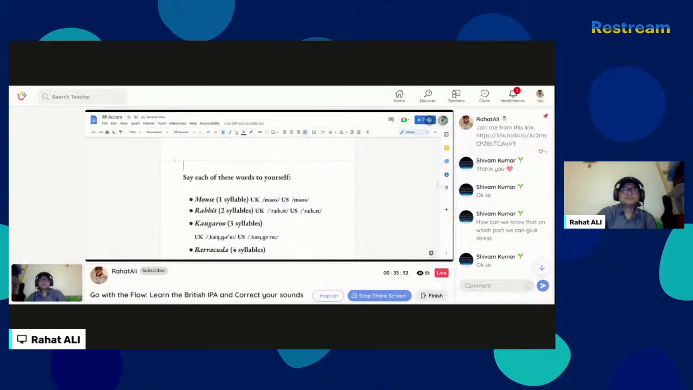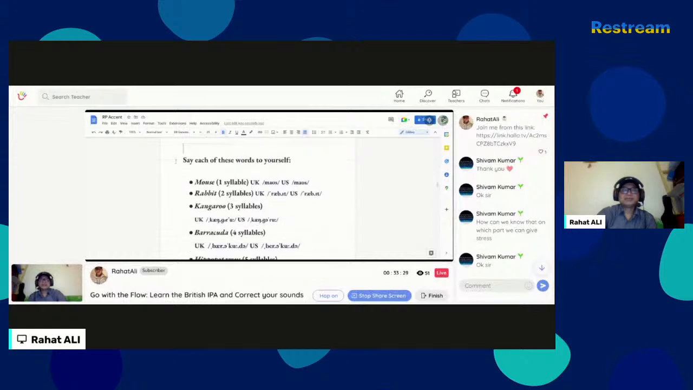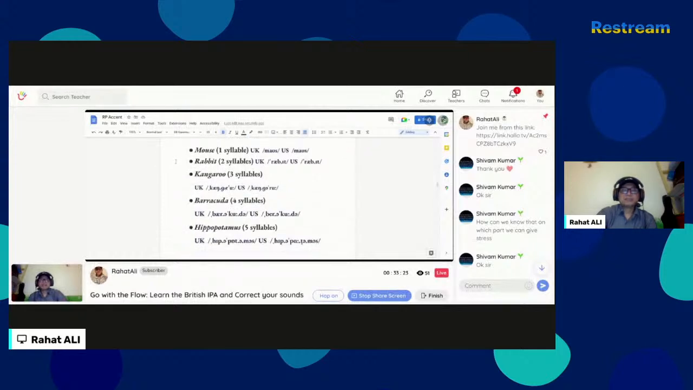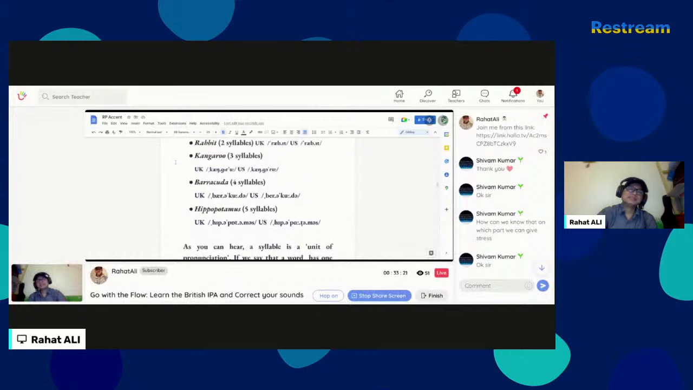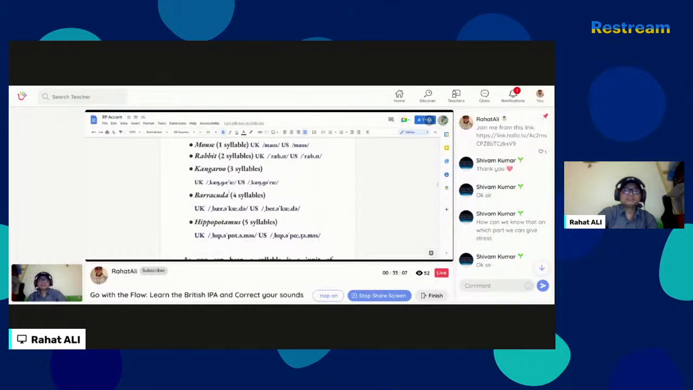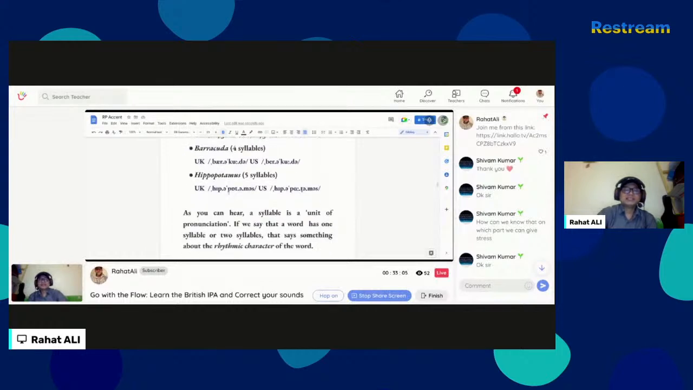Mouse, rabbit, kangaroo, barracuda, hippopotamus. Look, there is a single syllable, two syllables, and rabbit. Kangaroo, you can see that it has been broken in three parts in the phonetic symbol. Barracuda. Hippopotamus. As you can hear, a syllable is a unit of pronunciation.